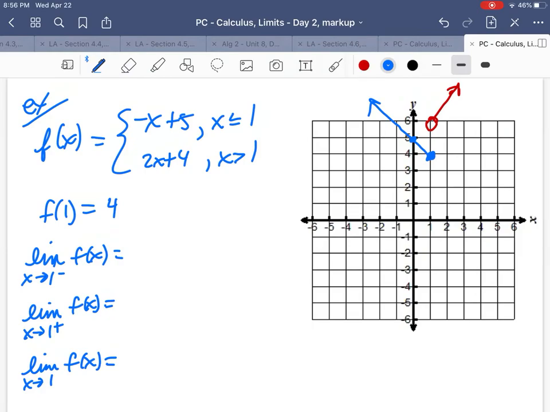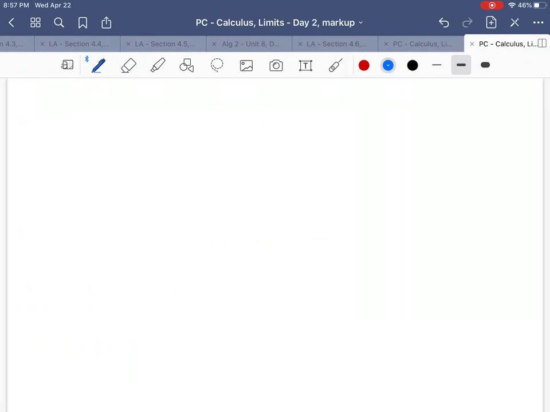Okay. All right, so answer to my questions from earlier. Everything 1 from the left, I'm using this blue graph over here. And so 1 from the left, it's approaching a height of 4. 1 from the right, I'm using the red one. So from the right, it's going to a height of 6. And you see that mismatch right there? That is bad for 1 overall. This does not exist. Okay, the left and right exist, but the overall has to match, and it doesn't. All right, so that's using pictures.